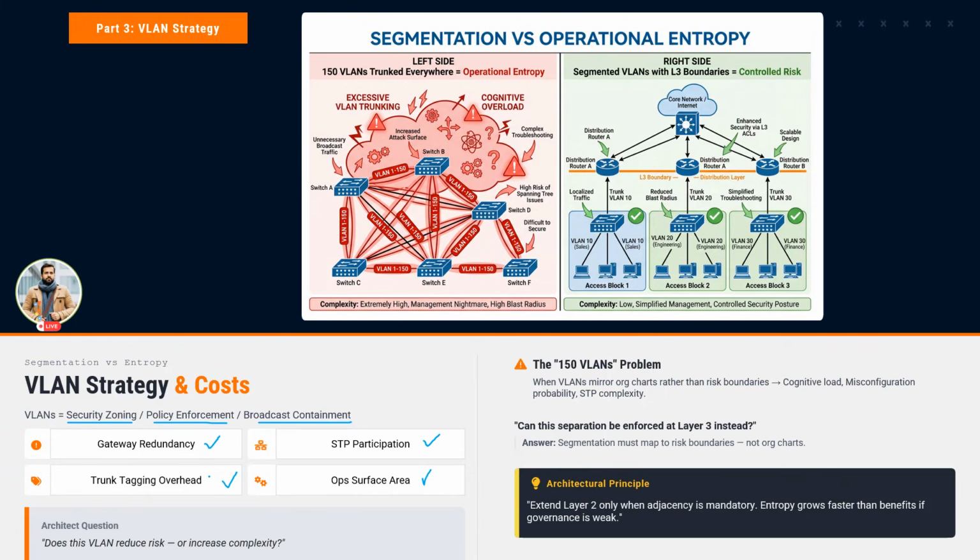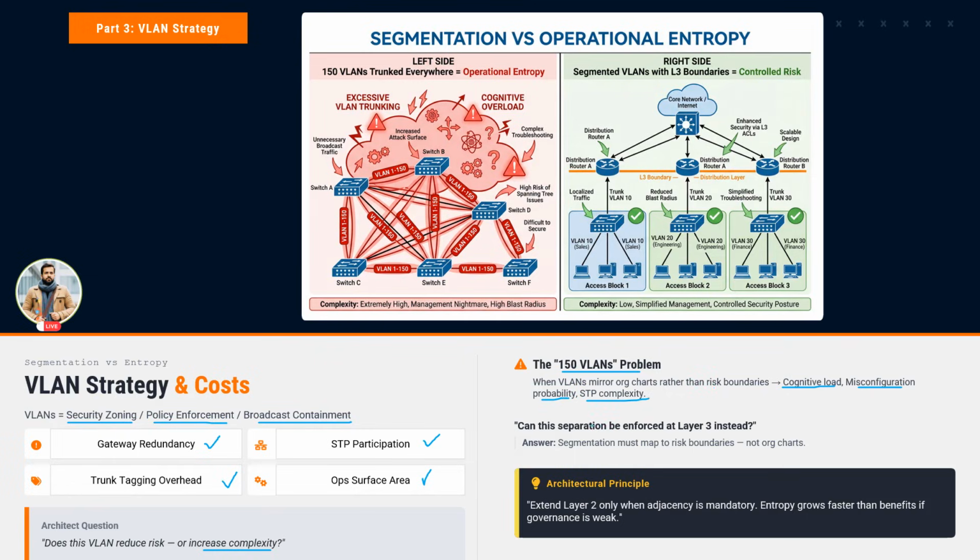So there's a cost to each VLAN beyond just the configuration. Exactly. The question you need to ask is, does this VLAN reduce risk or does it actually increase complexity? I've seen enterprises with 150 VLANs trunked everywhere, created because of organizational structure rather than technical necessity. What happens when you need to troubleshoot? Cognitive load goes through the roof, misconfiguration probability increases, STP complexity explodes.